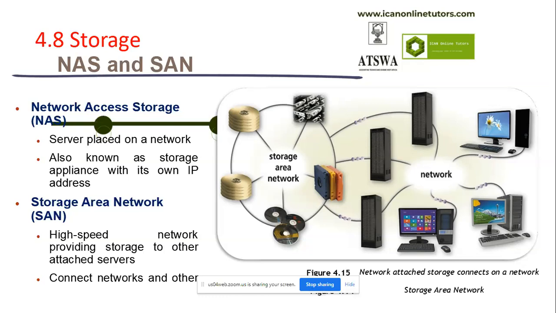So let's take one after the other. Network attached storage. When you say network, it means there is more than one thing, right? Because network means two or more things. Then access: you want to access something. What are we giving access to? Storage. And what is storage? Having information. So it is a server placed on a network, also known as a storage appliance, with its own IP address.